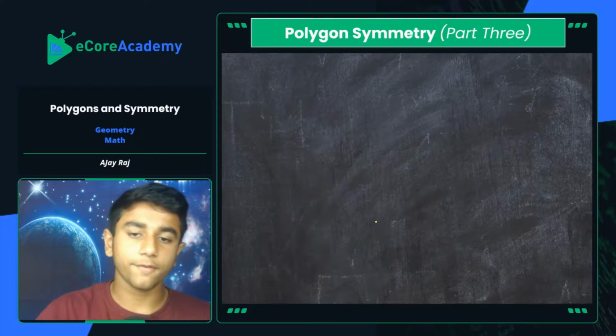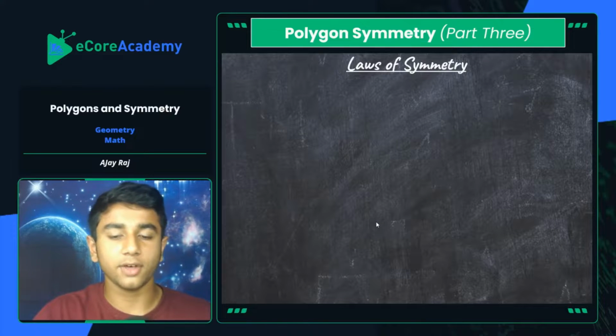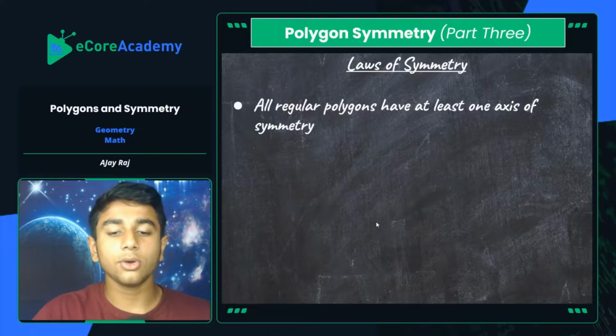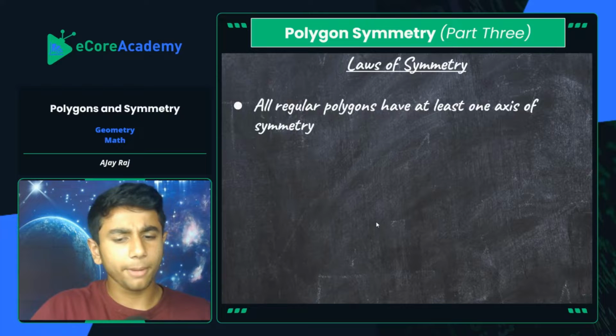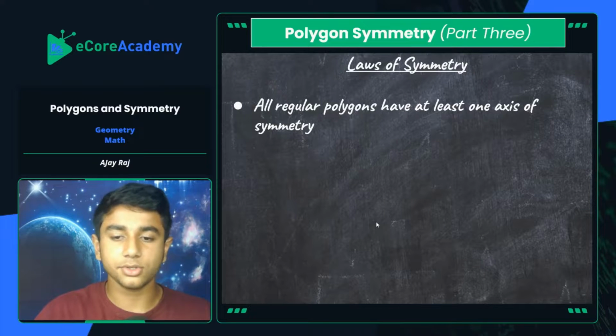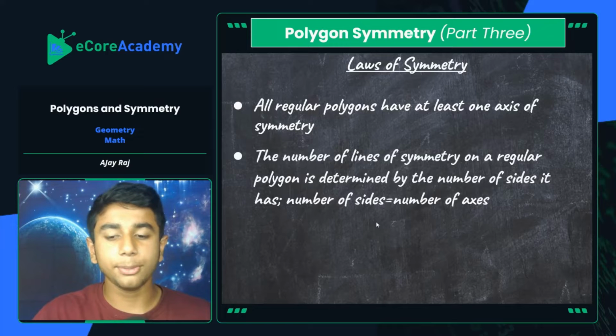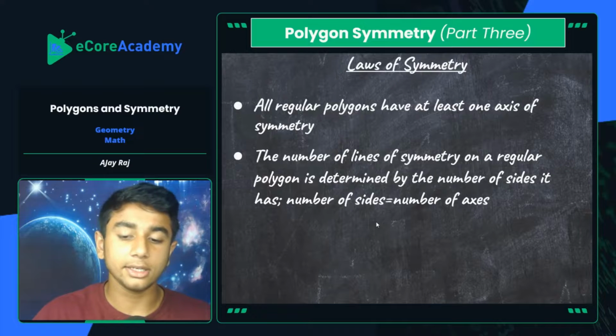All right, let's move on to our final slide, Polygon Symmetry Part 3, and this is the laws of symmetry. So these are the applications and the rules that you must follow, the code of conduct. So this is basically our theory-based propositions. All regular polygons have at least one axis of symmetry, so that's one law. And the number of lines of symmetry on a regular polygon is determined by the number of sides it has, which is basically stating that the number of sides equals the number of axes.